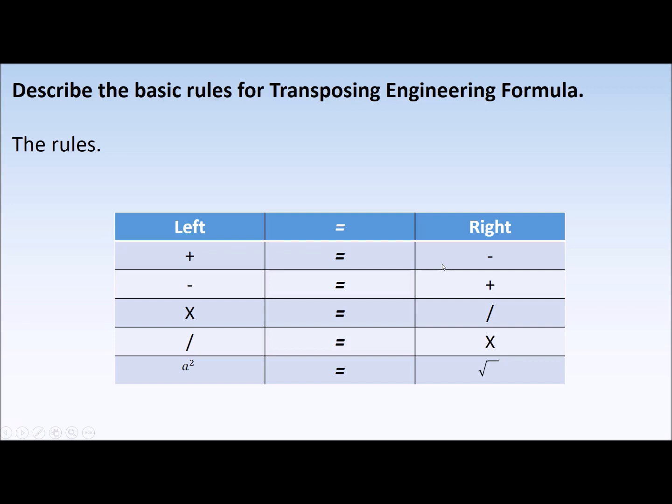So what you might hear people say is that as a particular value crosses over the equal sign, it changes. If you've got a positive number on one side, it changes to a negative on the other. If you have a negative on one side, as it transfers across the equal sign, it becomes a positive number. A multiplication becomes a division, a division becomes a multiplication. And if you have something squared, to get rid of that square you need to square root. So we do the opposite. Okay, and we're going to come back to this table as we go through this screencast.